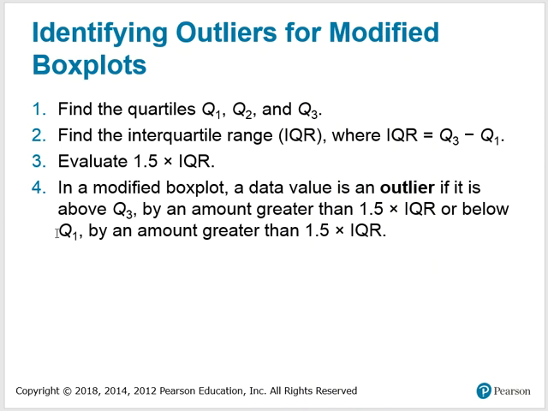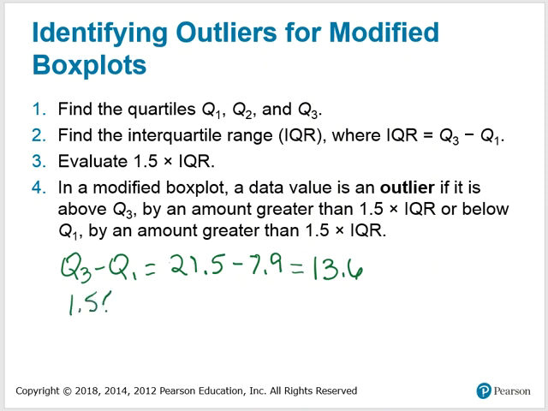So our Q3 minus Q1. So Q3 was 21.5, Q1 was 7.9, so 21.5 minus 7.9 is 13.6. Now we're going to do 1.5 times that. And I get 20.4.